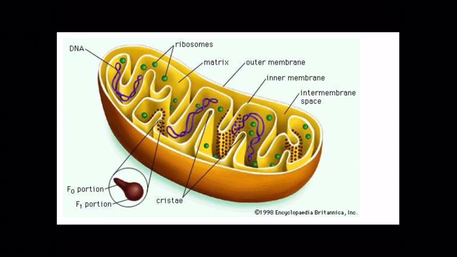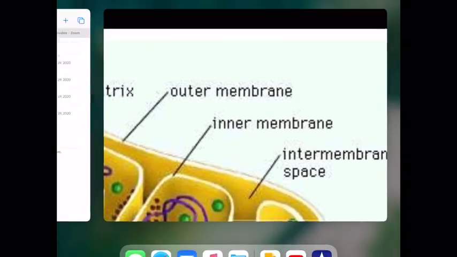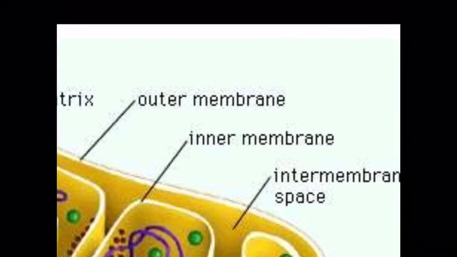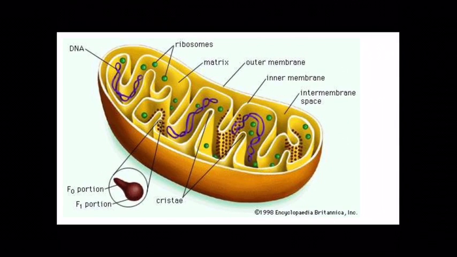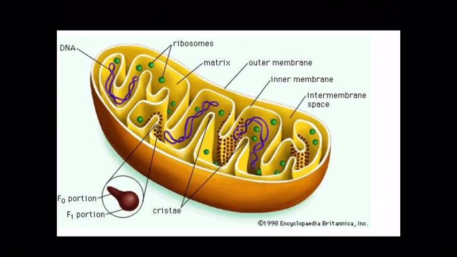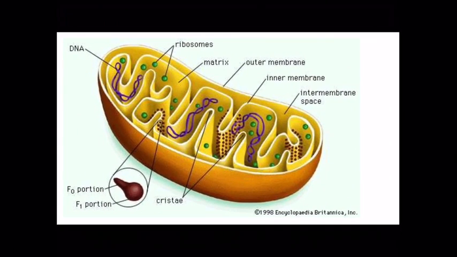The pyruvate, our end product of glycolysis, is going to go through the membrane of the mitochondrion and pass through both the outer membrane, labeled here, and the inner membrane labeled right below it. So we can see there are 2 sets of membranes: an outer membrane, and then this inner series of membranes. That pyruvate passes through both of these membranes into the matrix, which is that inner part.